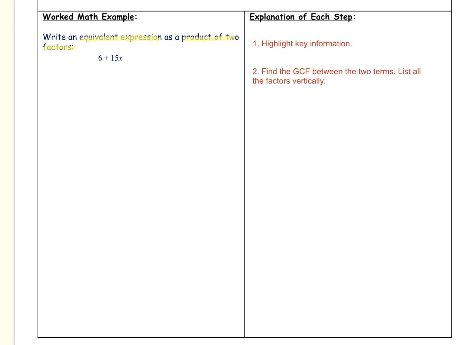So I'm going to start with 6. All the factors of 6 are 1, 2, 3, and 6. Now I'm going to list all the factors of 15x. Now I'm going to start with my variable, which is x. And then I have 1, 3, 5, 15.